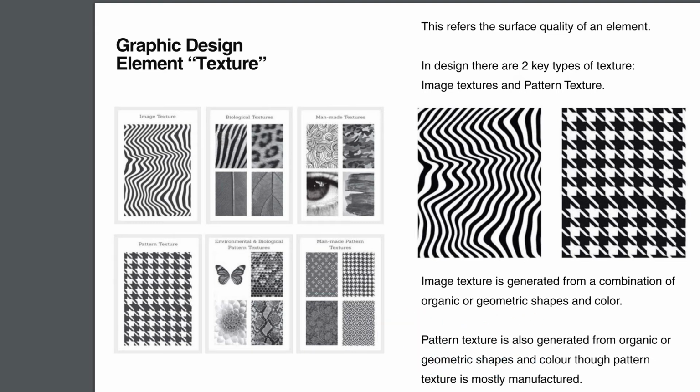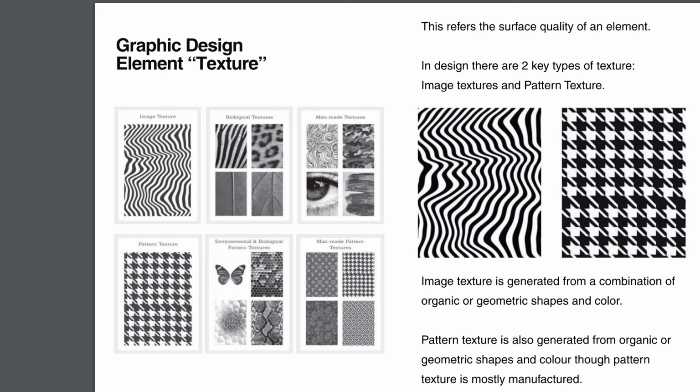So we have image textures. This is an image texture. We have biological textures, as you can see, the skin of a lion and a leaf. Then we have man-made textures. Then we have pattern textures. As you can see, we have environmental and biological pattern textures. Then we have man-made patterns, as you can see, Louis Vuitton and other things.